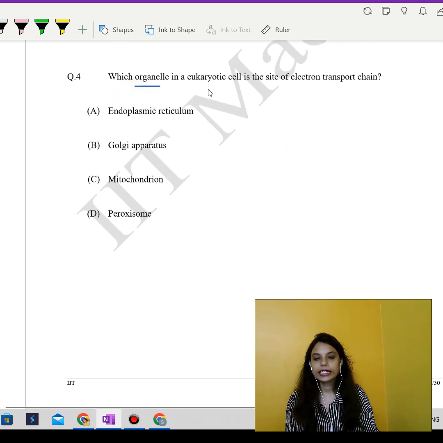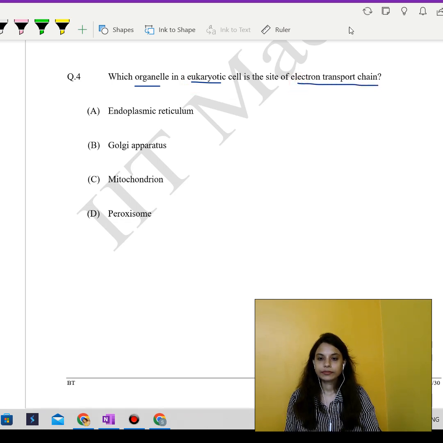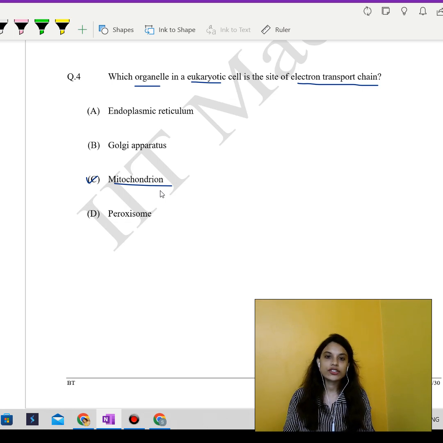Which organelle in a eukaryotic cell is the site of the electron transport chain? Your correct answer would be mitochondrion. The electron transport chain is a series of protein complexes located within the inner membrane of the mitochondria. These complexes transfer electrons, releasing energy that is used to create ATP, adenosine triphosphate, the cell's main energy currency.